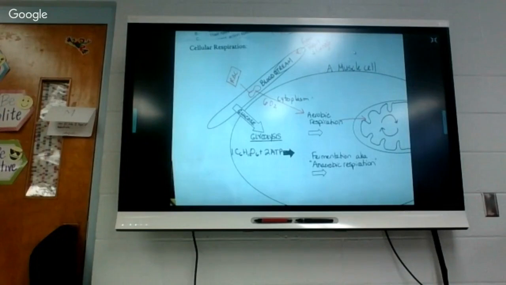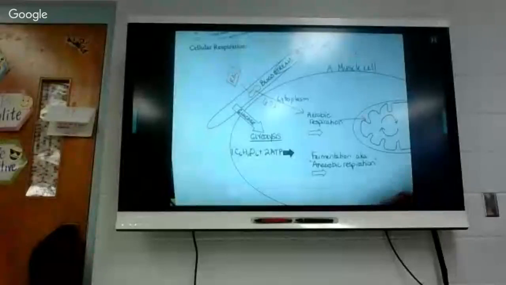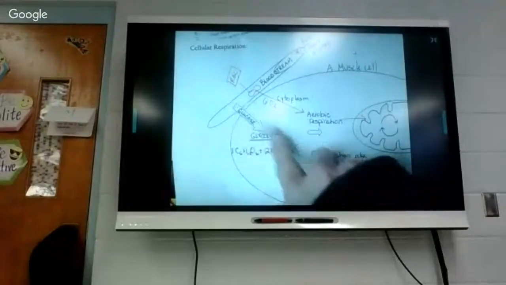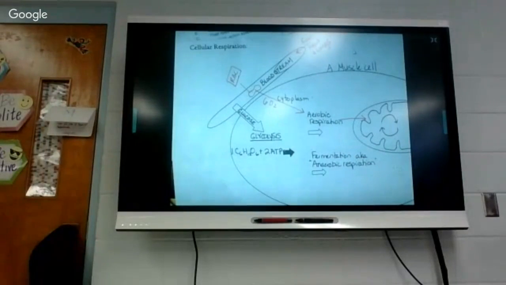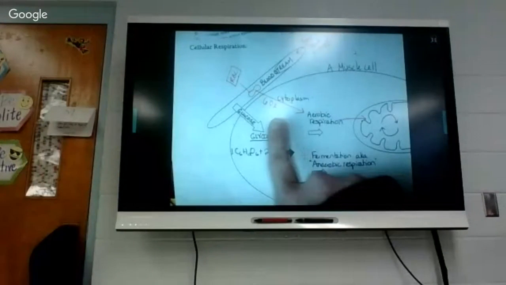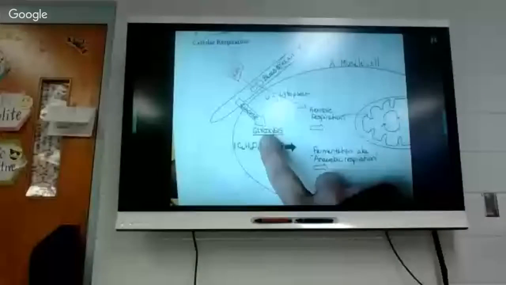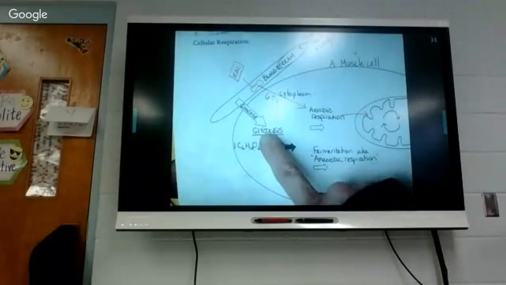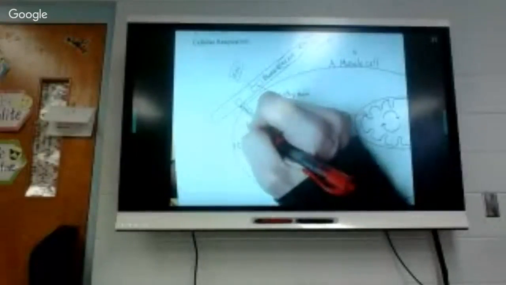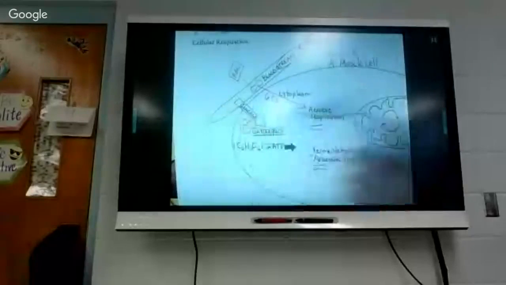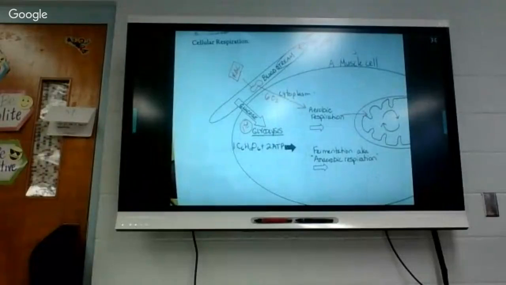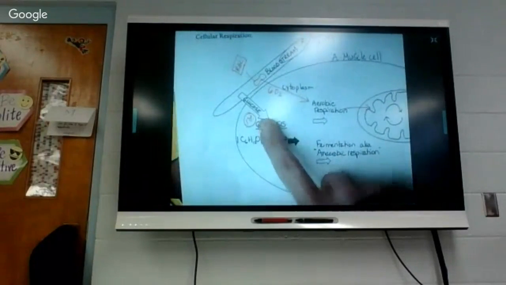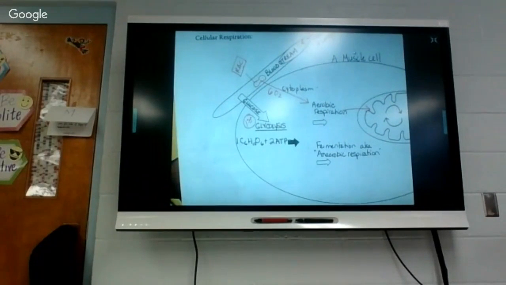We also have the blood supply bringing in our nutrients, and in this case it's glucose, and it's probably moving in by facilitated diffusion. It's a little bit bigger than oxygen, so it takes a little bit longer to get in there. So the glucose is going to come into the cytoplasm, into the first process, which is glycolysis. This is the first step of either one of those. So glycolysis is going to do what to that glucose? Break it down into two parts.